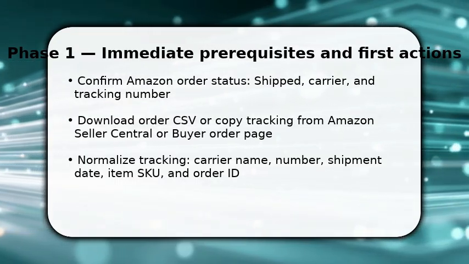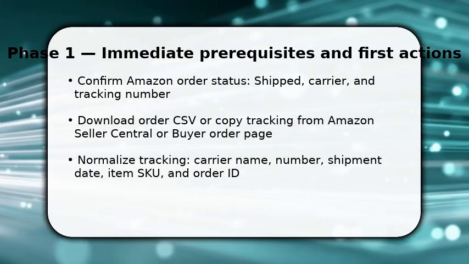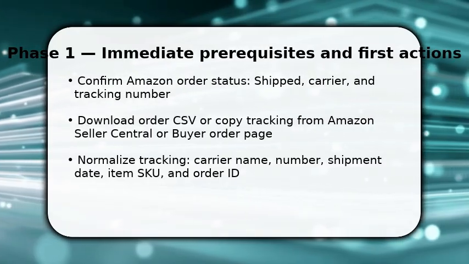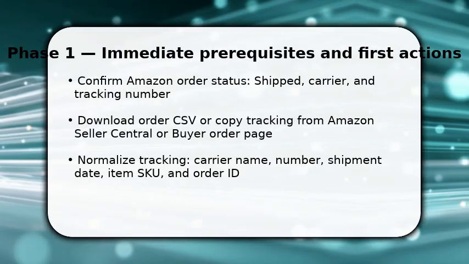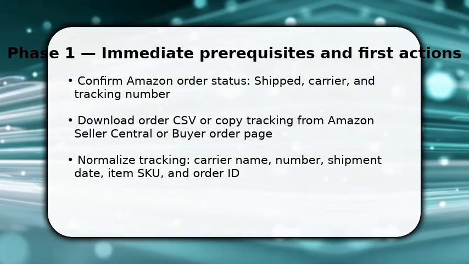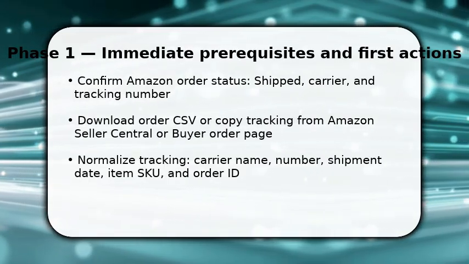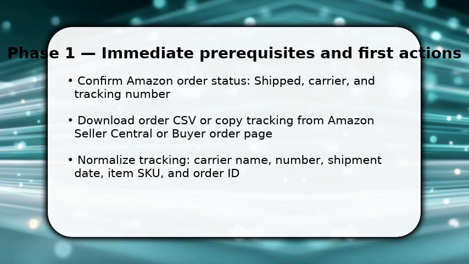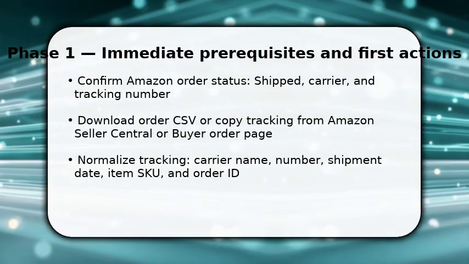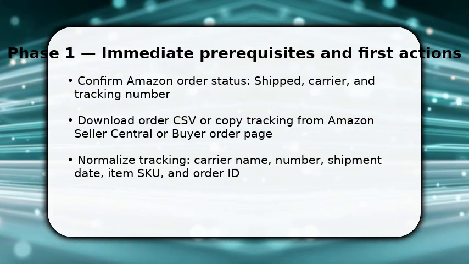Once you have that row or CSV, normalize fields so carrier names match eBay conventions. Make sure to keep item SKUs and quantities aligned. Mismatches cause eBay updates to fail. Now prepare a simple spreadsheet with columns: eBay order ID, carrier, tracking number, ship date, and item quantity.